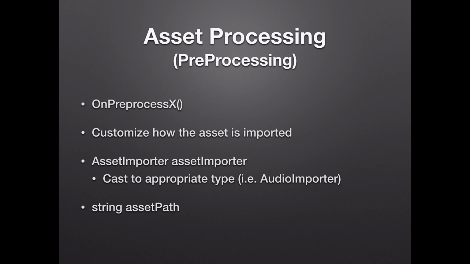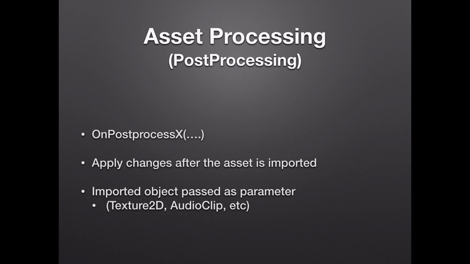So you can do things like, if you have a sound effects folder, you can import your sound effects one way and your music a different way, which is actually the example we're going to look at in a second. So this is where you're going to want to do a lot of your import settings, as this is when you're importing them. And then post-processing essentially says, I've just imported this, would you like to do anything to it before it gets used? Here you get on post-process, texture, audio, model, etc. And you actually get passed in the object that it just imported. So that's going to be a texture and audio clip, etc. And you also have the asset path here, so you can do things based on folder.